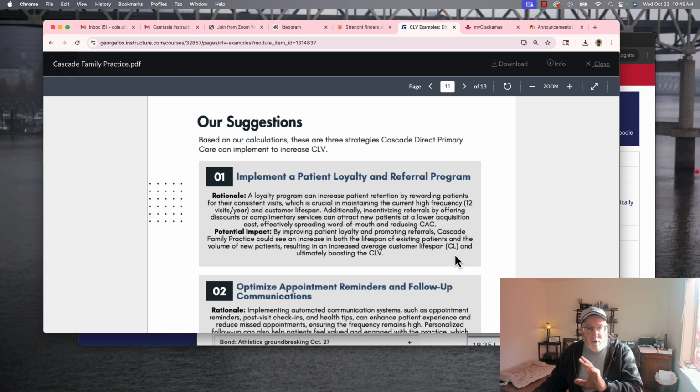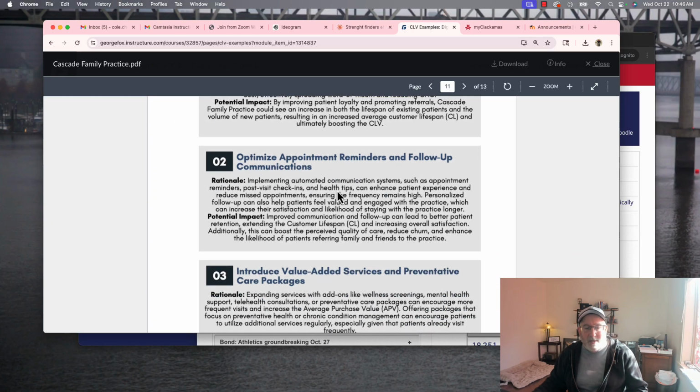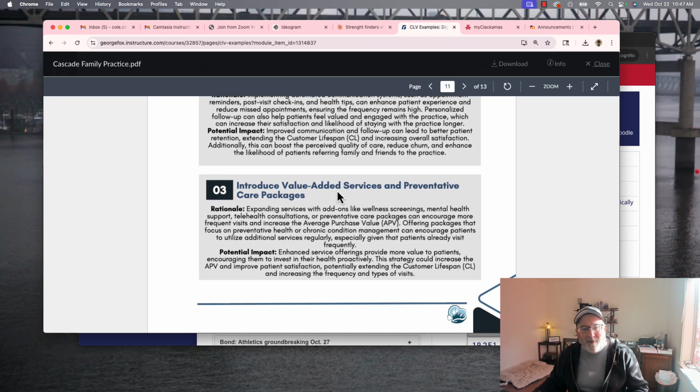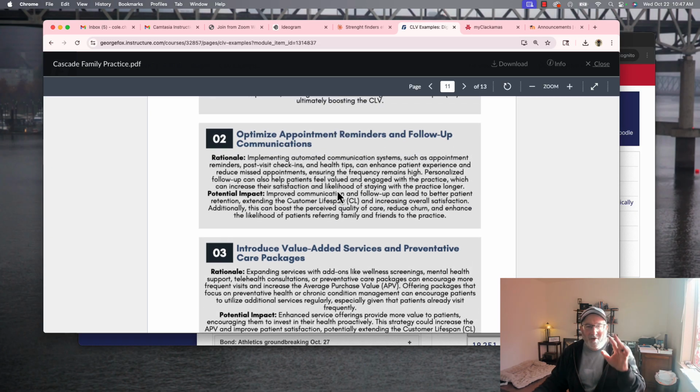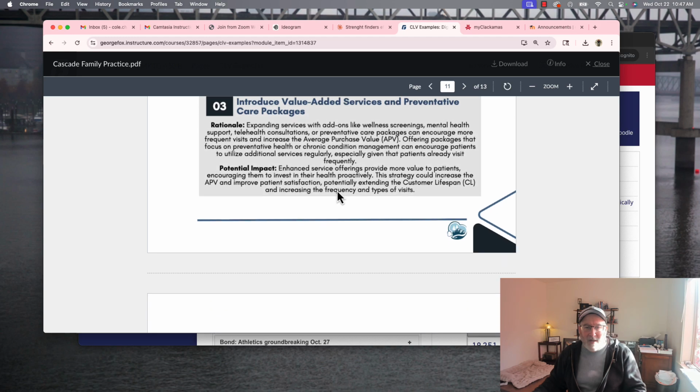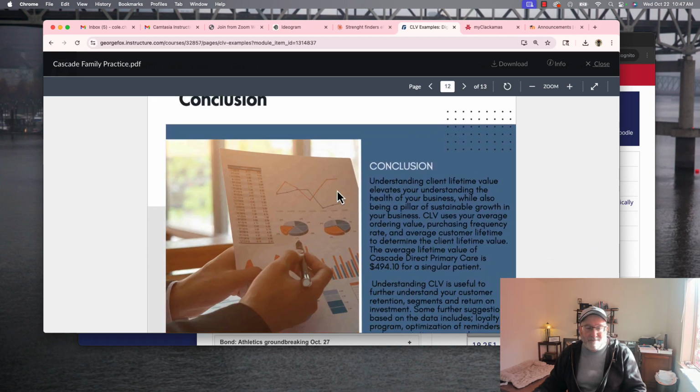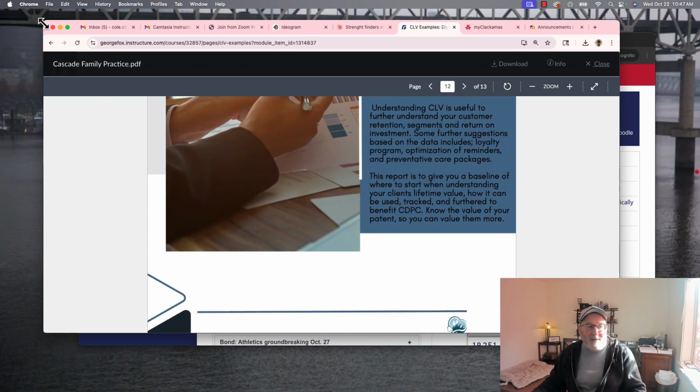So their suggestions, after all the work they put in: implement a patient loyalty and referral program. And that was a smart decision. Actually, Cascade Primary Care did that. Optimize appointment reminders and follow-up communications. Be present, be visible with them so they don't forget about you. And introduce value-added service and preventative care packages. This was by far one of the best CLV packets I've ever received. Each and every one of these Cascade Primary looked at and implemented in their business. So this is what a good CLV looks like.